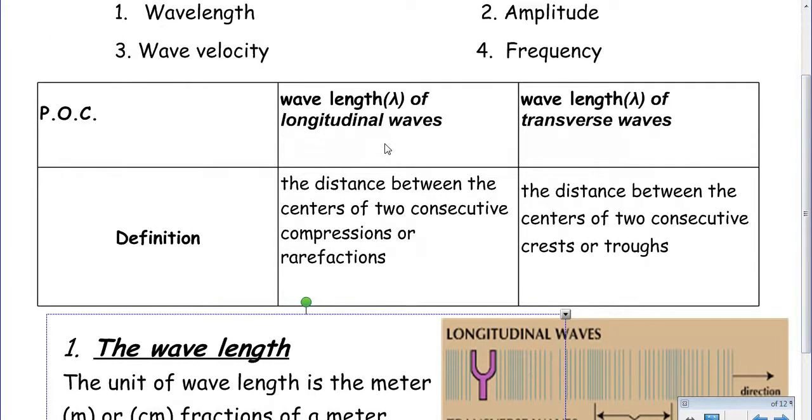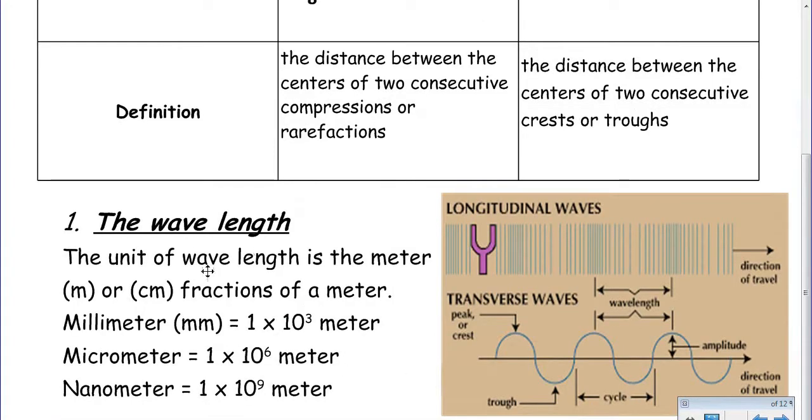The wavelength of a longitudinal wave is the distance between the centers of two consecutive compressions or rarefactions. But the wavelength of transverse waves, which are composed of crests and troughs, is the distance between the centers of two successive crests or troughs. So the meaning of wavelength differs between transverse and longitudinal waves. In both types, the measuring unit of wavelength is the meter or centimeter, and fractions of meters like millimeter, micrometer, or nanometer.